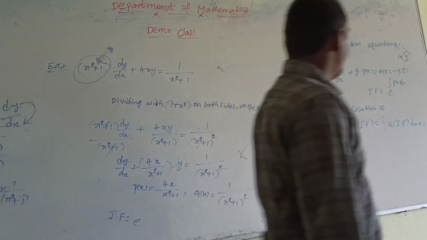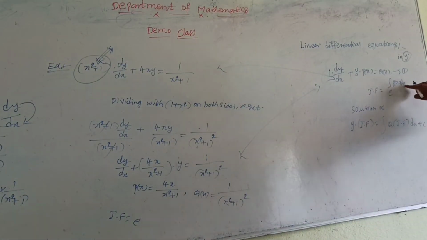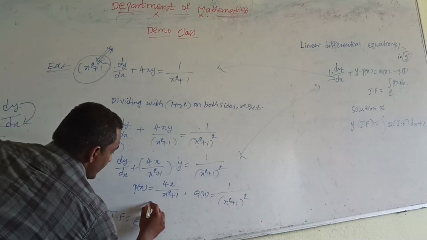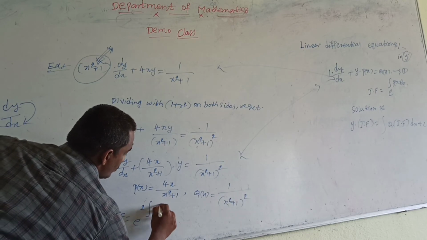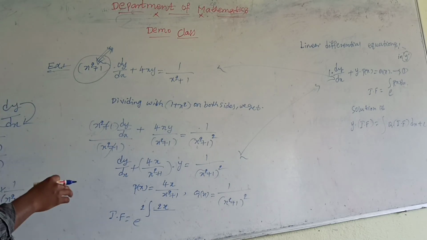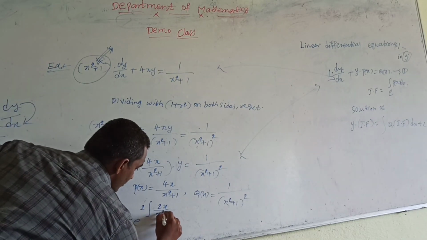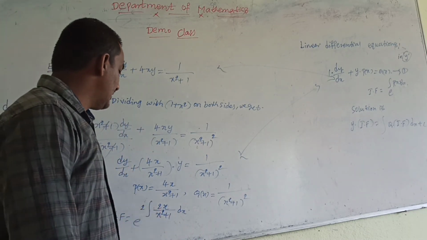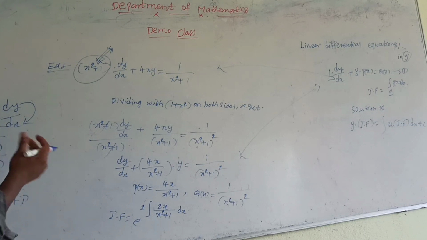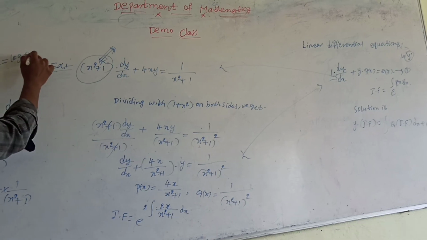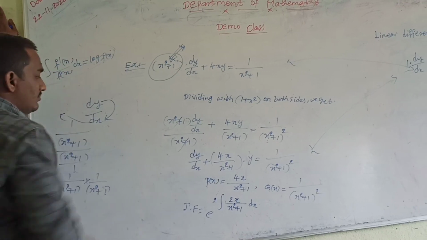The integrating factor is e power integral P(x) dx. Here P(x) is 4x by x square plus 1. So 4x can be written as 2 into 2x, and the integral is of 2 into 2x by x square plus 1 dx. Why am I writing it like this? Because I have the idea that integral of f dash of x by f of x dx is equal to log f of x.